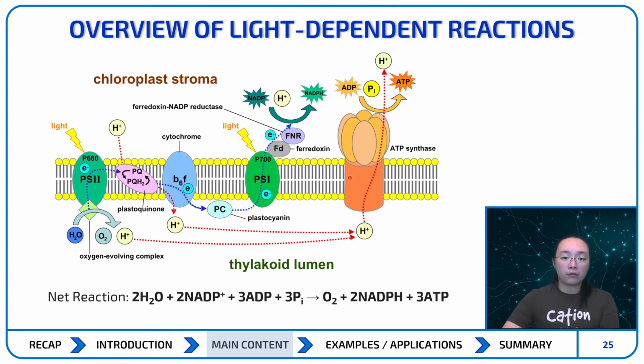Meanwhile, looking at the far right of the picture, cytochrome B6F and ATP synthase are going to work together to create ATP. And this process from B6F to ATP synthase is called photophosphorylation. We're going to summarize this in the next few slides, but the net reaction is that you have 2 water molecules, 2 NADP plus, 3 ADP and 3 phosphates making 2 oxygens, 2 NADPH, and 3 ATP molecules.